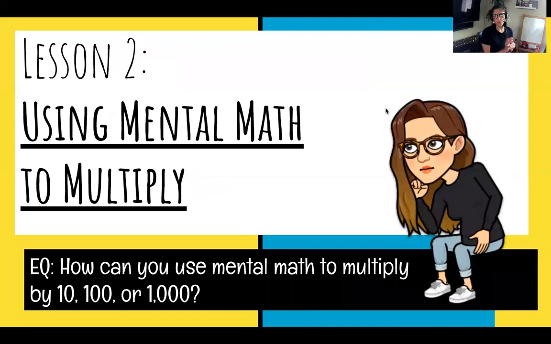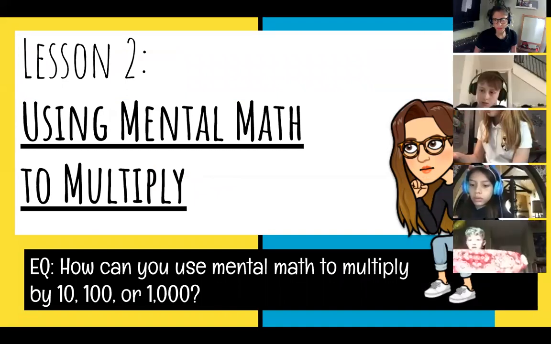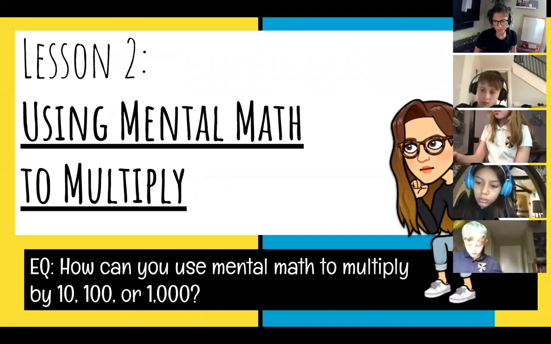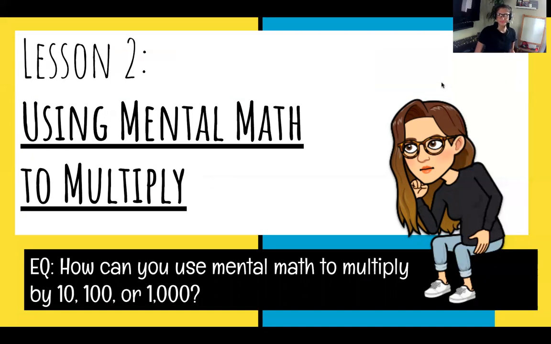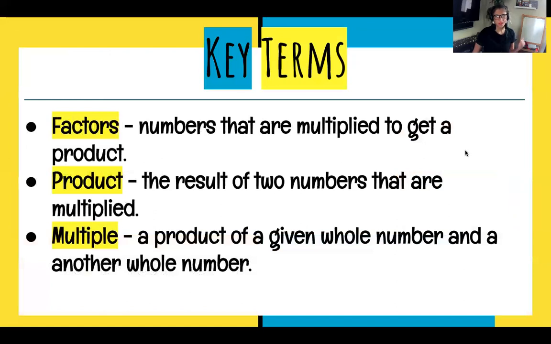All right, so for today's lesson, lesson 2, we're going to be using mental math, okay? And mental math is math that we do in our head, right? All right, so our essential question, that's what the EQ stands for, our goal for today is, how can you use mental math to multiply by 10, 100, or 1,000? Okay? I'm going to let you take a look at some of our key terms for today.